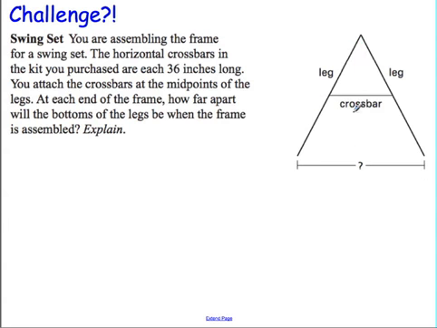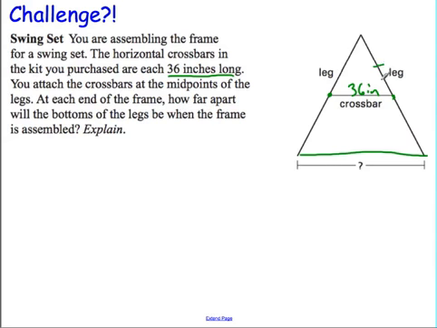So as we look at this, it says you are assembling the frame of the swing set. The horizontal crossbars in the kit you receive are each 36 inches long. So this crossbar is going to be 36 inches. You attach the crossbars at the midpoints. So this is a midpoint and this is a midpoint. At the midpoints of the legs at each end of the frame, how far apart will the bottoms of the legs be from the frame? So basically, how long is this length?